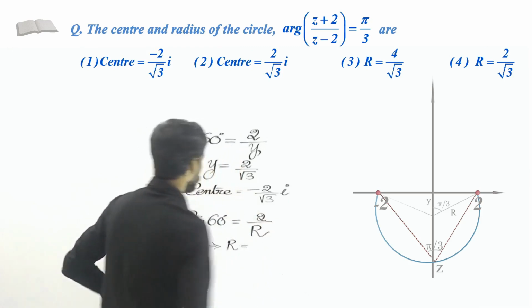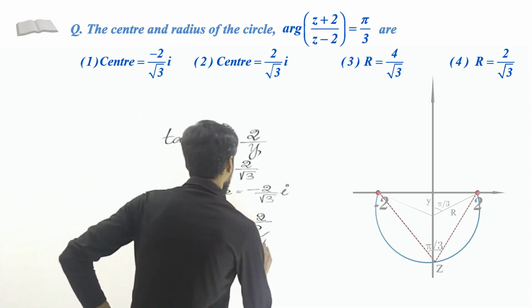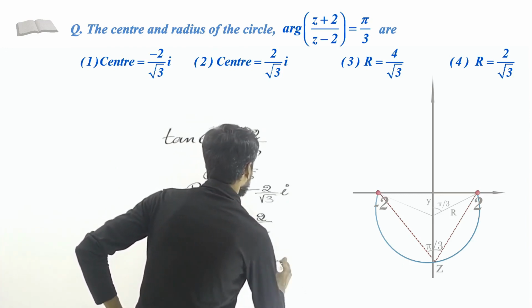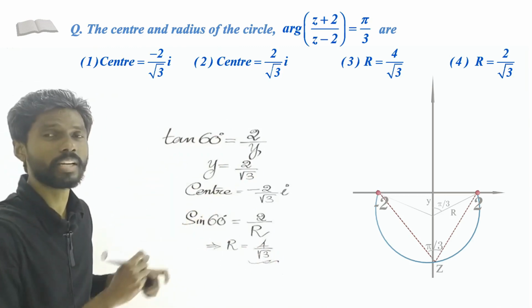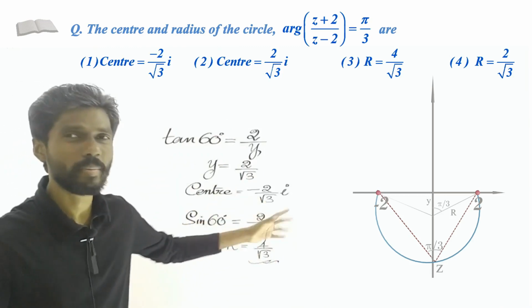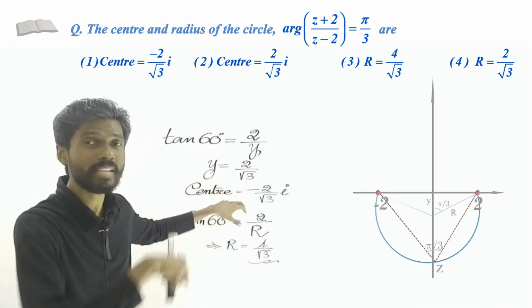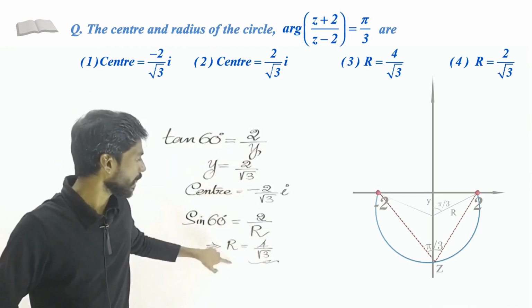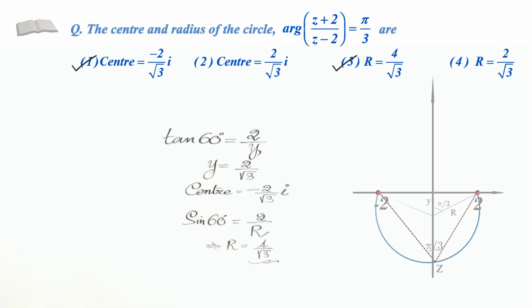So radius is equal to, since sine 60 is root 3 by 2, 4 divided by root 3. That's all. So that is the radius. Simple geometry. Once you position this circle, or the arc of the circle, basic geometry or trigonometry we can use to find the center and the radius. So the center lies on the negative y-axis, and the radius is this value, 4 by root 3. So that is the answer.